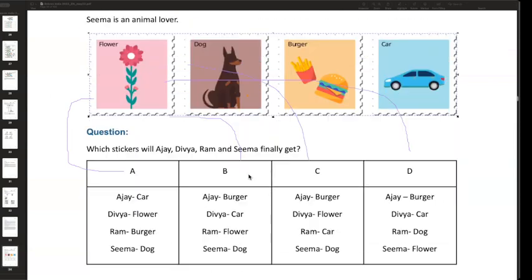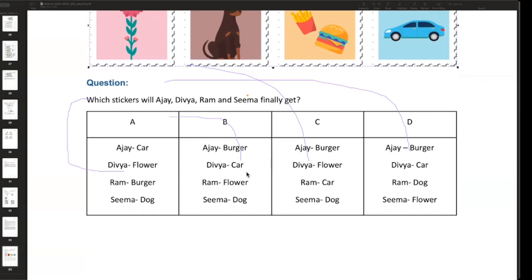So could you scroll down? So the option will be Ajay likes burgers. Divya will have a car, so it can be either B or D. And Ram ends up with a flower, so that means it has to be B. Okay. So I'll move on. Does anybody else want to solve the next question?